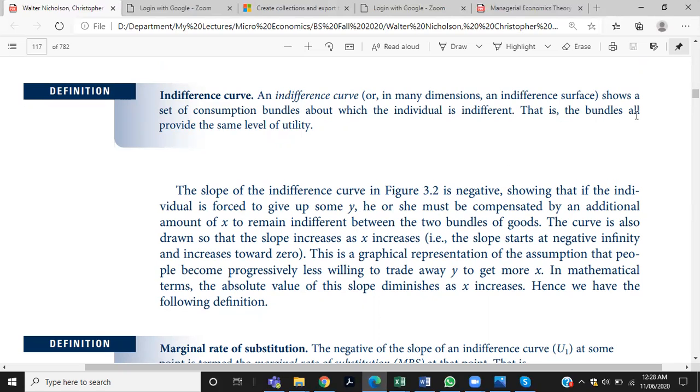That is, the bundles all provide the same level of utility. The slope of the indifference curve is negative, and this negative slope shows that if the individual is forced to give up some y, he or she must be compensated by an additional amount of x to remain indifferent between the two bundles of goods.